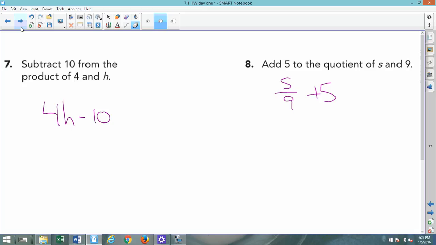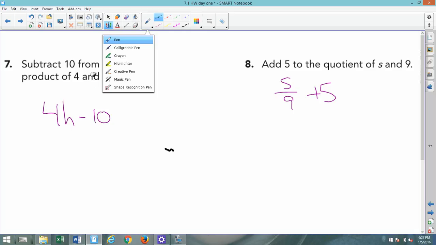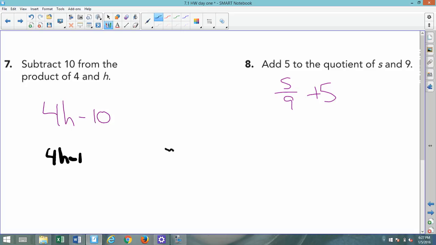Number 7, subtract 10 from the product of 4 and h. So we subtract 10. We're going to use this pen. Subtract 10 from 4 and h. So it'd be 4h minus 10.